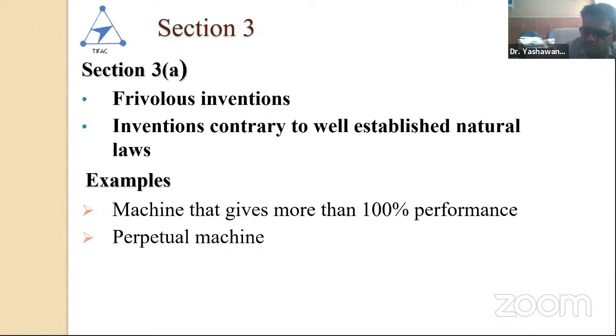So any machine which gives more than 100% performance, or a perpetual motion machine, is not patentable. Now, a lot of people come to my office. They say this machine is a perpetual motion machine. It works without input. That will never happen. Scientifically, if you put any proposal in the patent document or any other forum that your invention works, there's an output without input, or it has more than 100% performance, it would be denied patent protection.